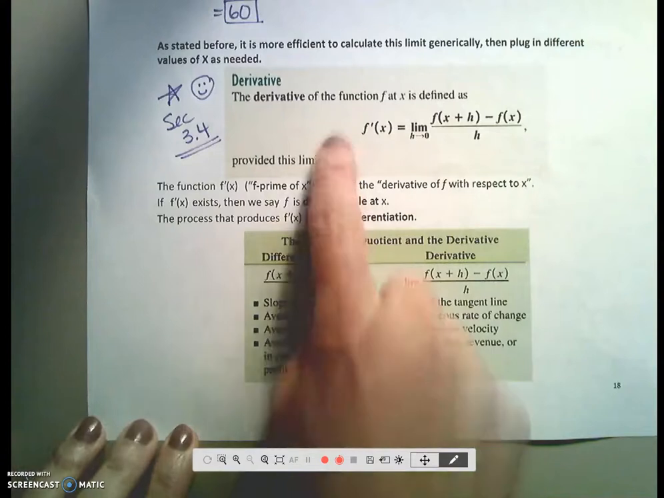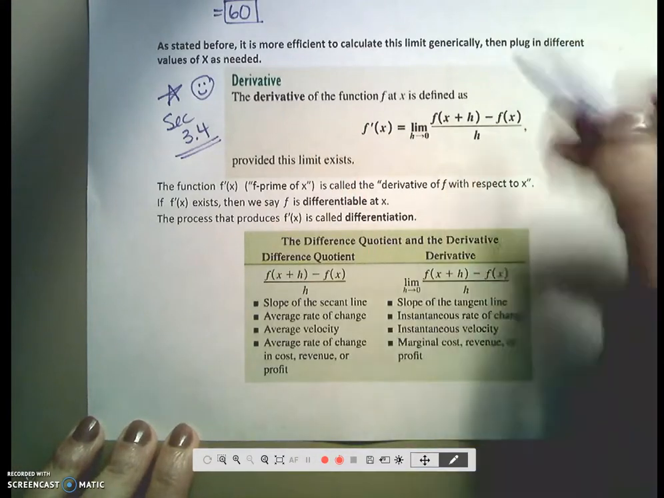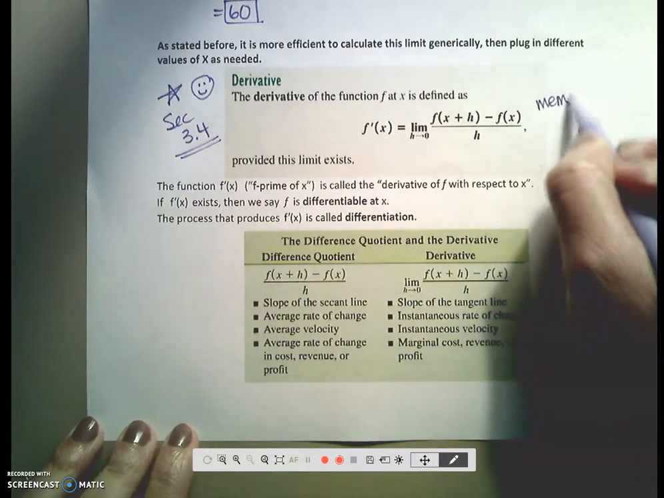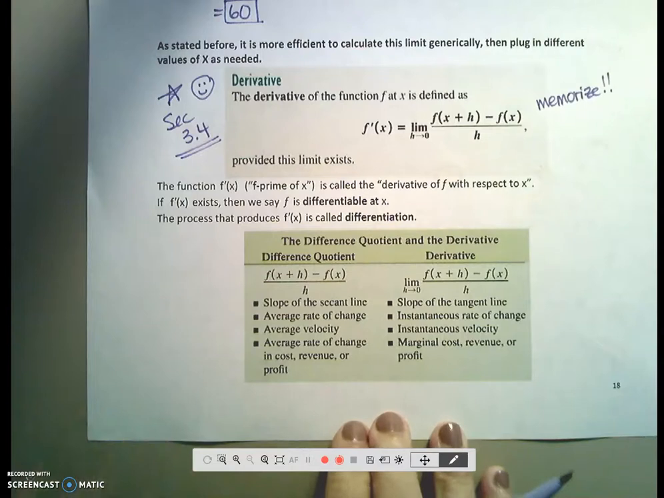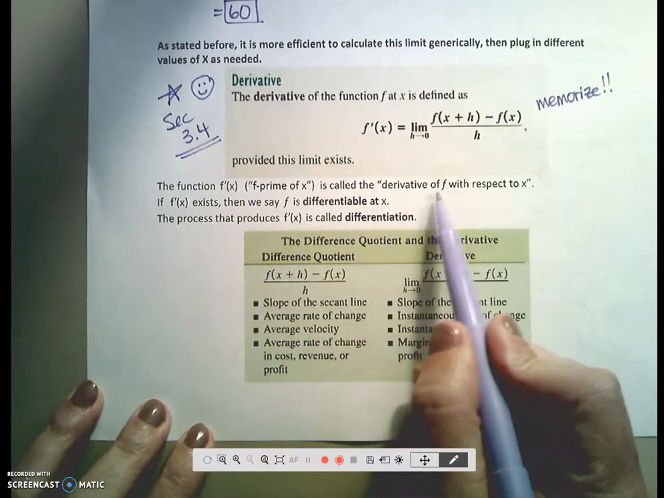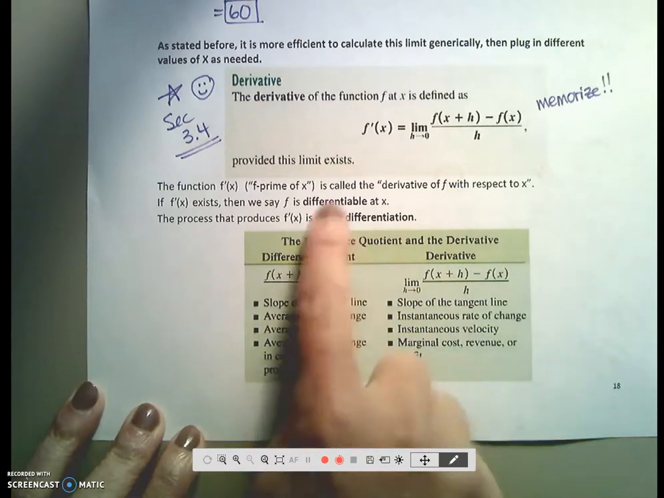All right, so here's now our formal definition of a derivative. This is the one you want to memorize. You got to know that one. It's called the derivative of f with respect to x. When something has a derivative, we say it's differentiable. And this process is called differentiation. These are some of the biggest words I know, right? They all start with D.